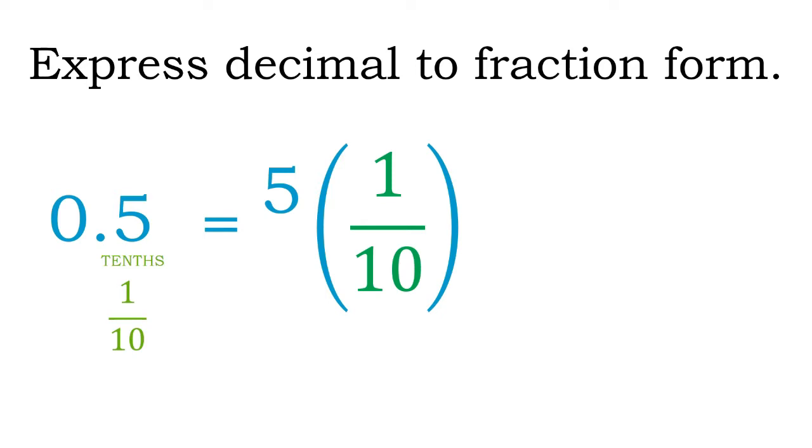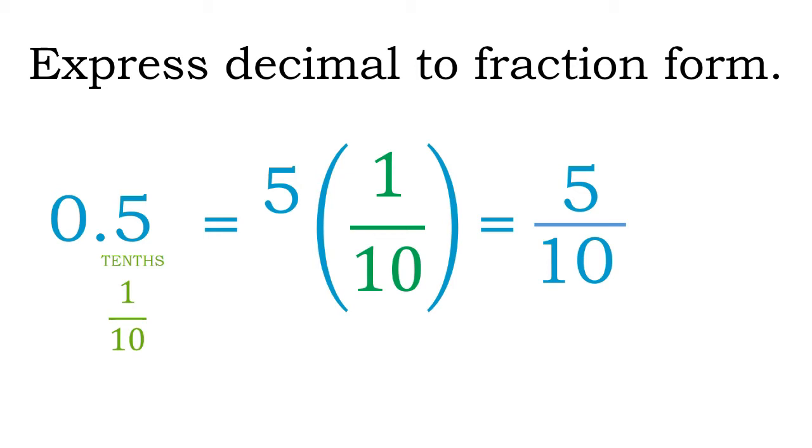In multiplying fractions, we multiply numerator by the numerator and denominator by the denominator. We know that the denominator of 5 is 1. 5 times 1 is equal to 5, and 1 times 10 is equal to 10. 5 over 10 is actually an equivalent fraction of 0.5. However, it is not yet in simplest form.